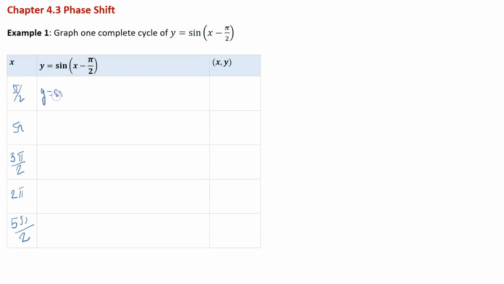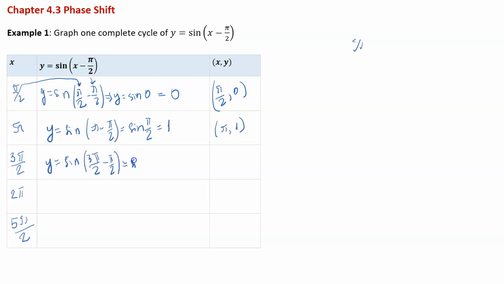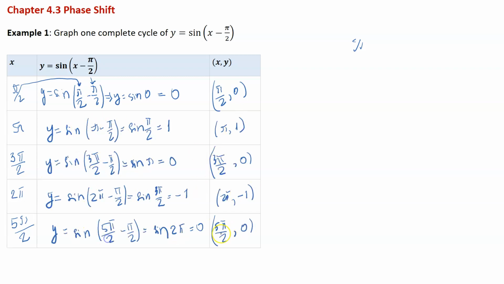y equals sine of pi over 2 minus pi over 2. We substituted x with pi over 2. Simplify. y equals sine of 0 equals 0. Pi over 2, 0 is the first point. In the same manner, let's complete the whole table. Now that we found all the points, let's draw a coordinate plane and transfer these points on the plane.